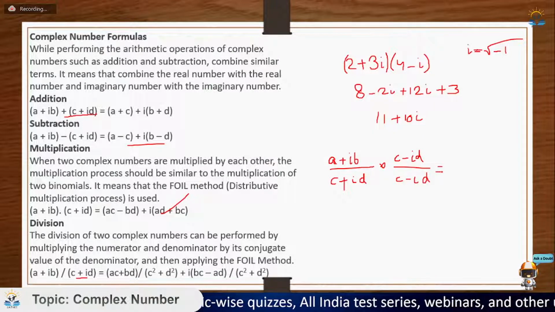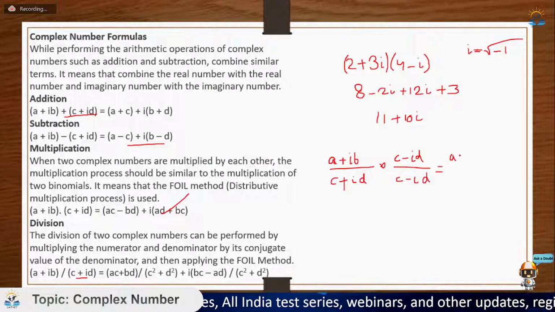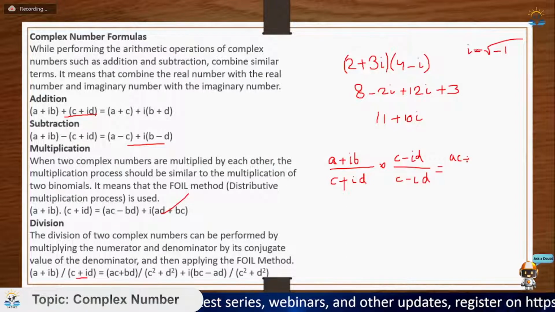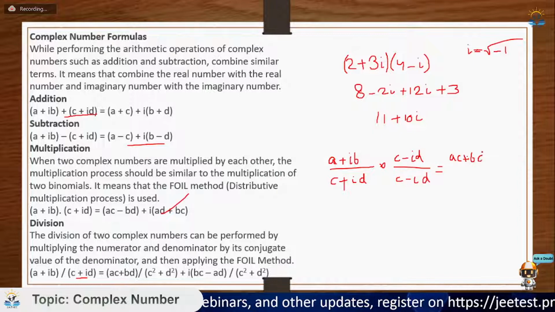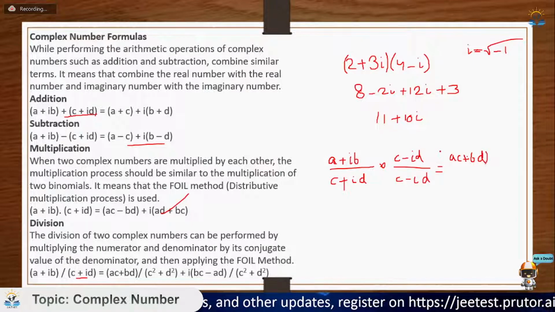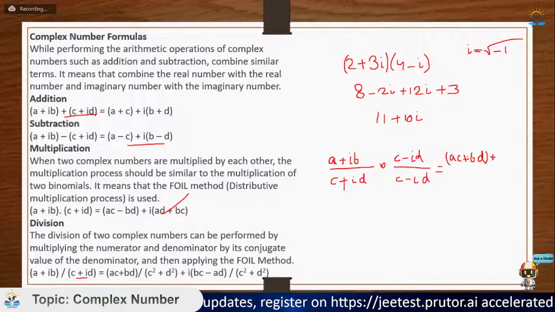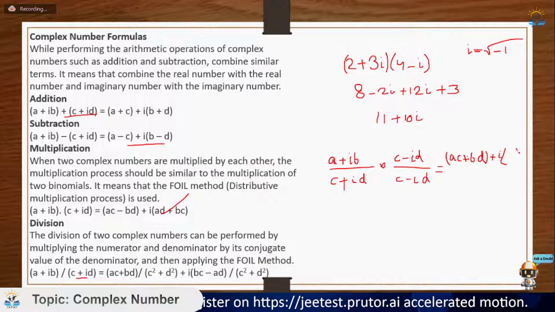So this will become ac plus bd, ac plus bd. Now we will simply multiply the numerator part. You will get ac plus bd plus iota times whatever you get in the bracket. And what will happen in the denominator?